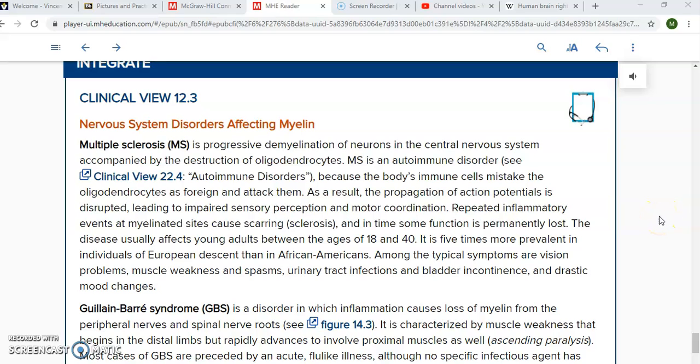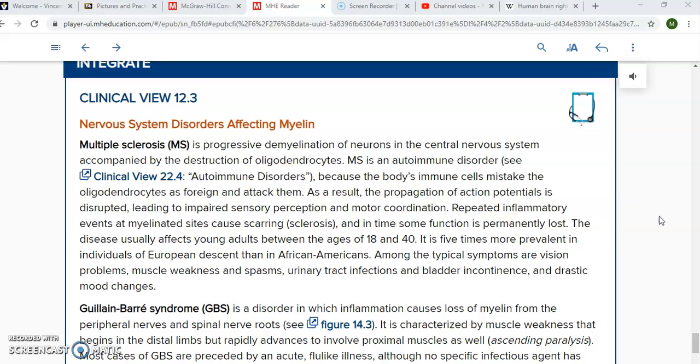The first nervous system disorder that affects the glial cell is called multiple sclerosis, or MS. The glial cell that is affected is the oligodendrocyte. Recall that's the glial cell in the central nervous system, and its main function is to form myelin sheaths around the axon, so that we get very, very fast action potentials traveling down the axons.